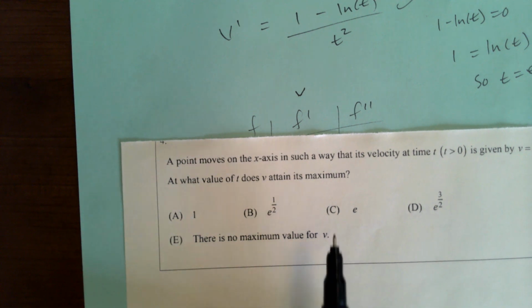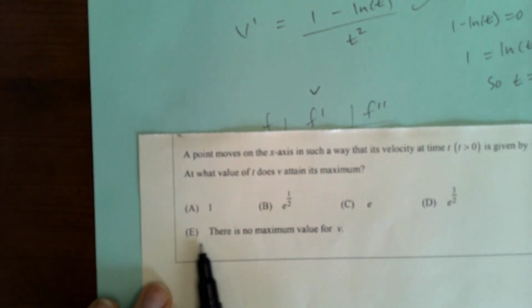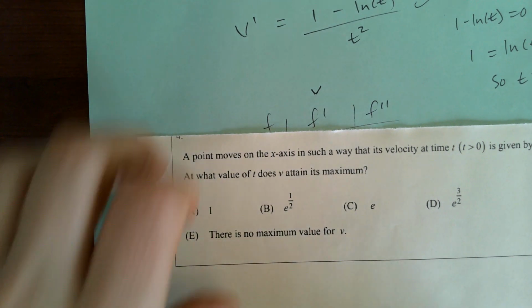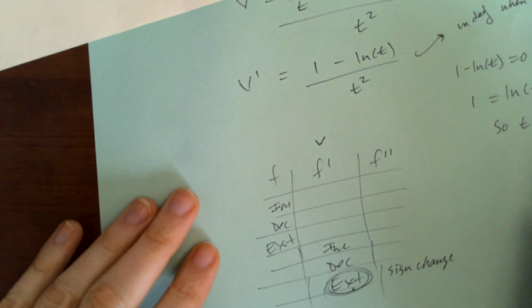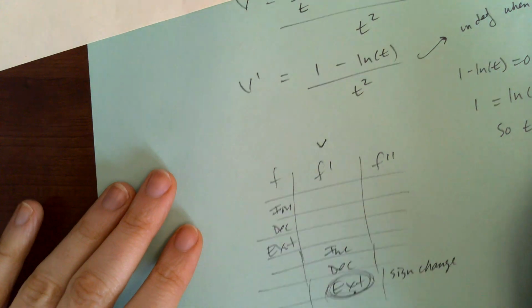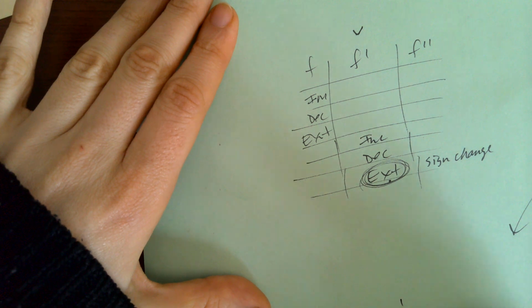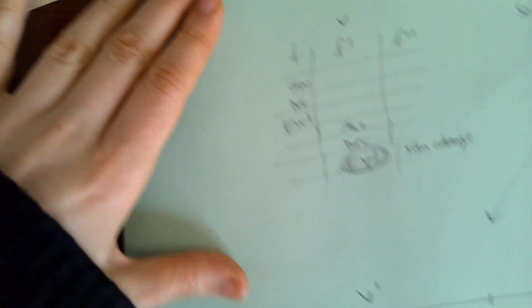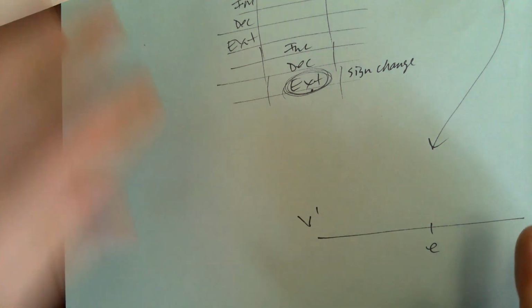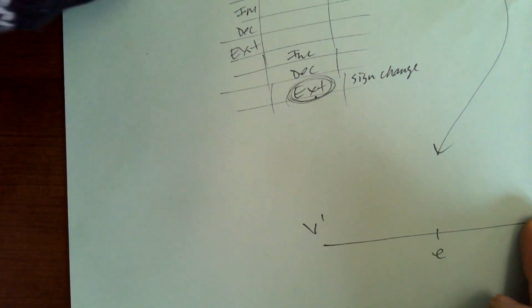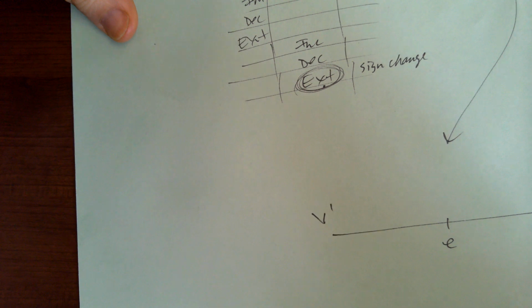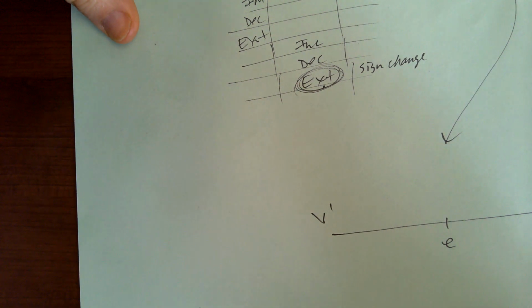Yeah, so guys, you could just choose e, but there is a choice where it says there is no maximum value. So you're going to have to make sure that you've got a positive to negative sign change. So I'm going to use a v prime number line. All right, I'm looking for a sign change from positive to negative. So, yeah, so let's see. All right, so what could I choose?